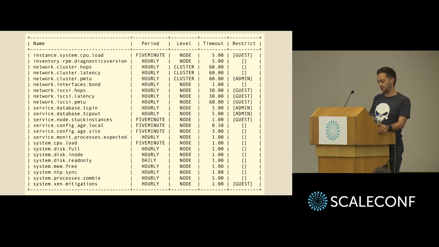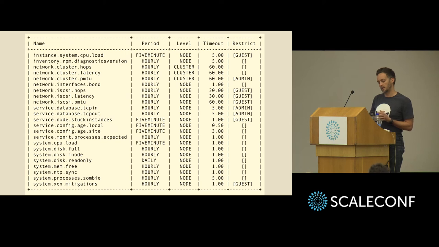That one is running every 5 minutes on each node, and it has a timeout of 5 seconds. It's also restricted to guest nodes because they're the ones that run the instances, not the admin nodes. Then there's some inventory kind of things, like what is the version of the RPM of the diagnostic script themselves that are installed. It's useful to see how up-to-date your sites are. Then there are the network checks.